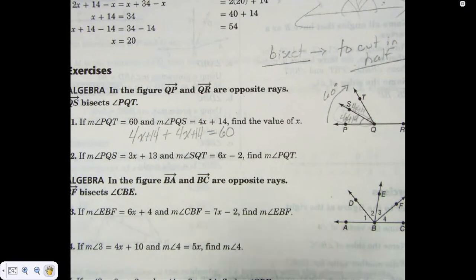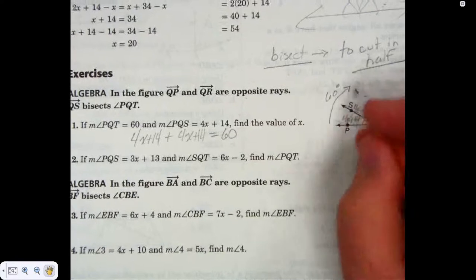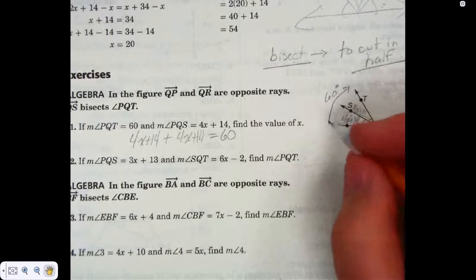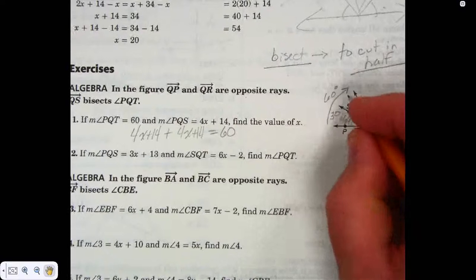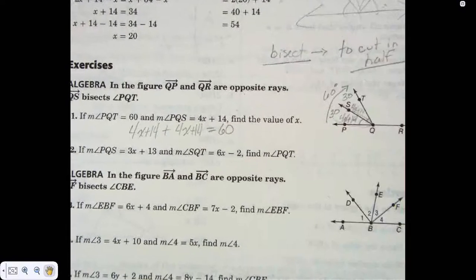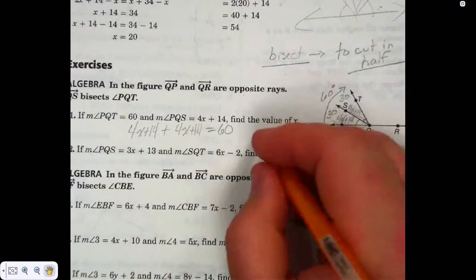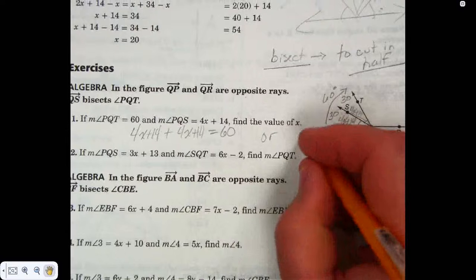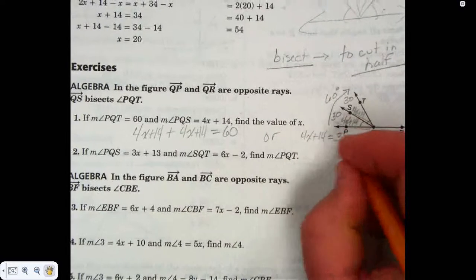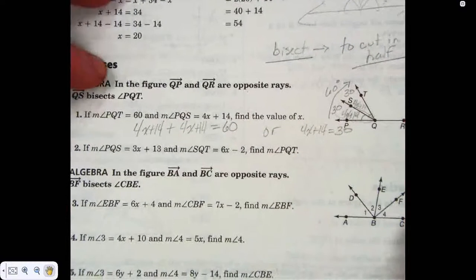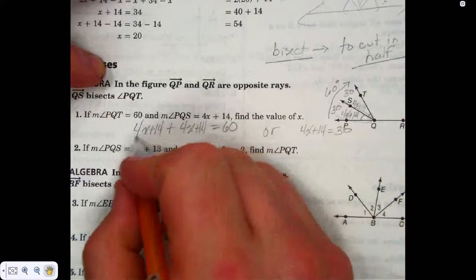Did any of you see that because this bisects this, and this whole thing is 60, the only way to split up 60 is as 30 and 30? So you could solve this equation, or you could say that 4x plus 14 equals 30. Either way, and you'll see, we will get the same answer.